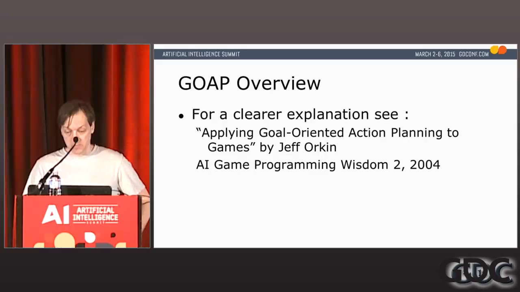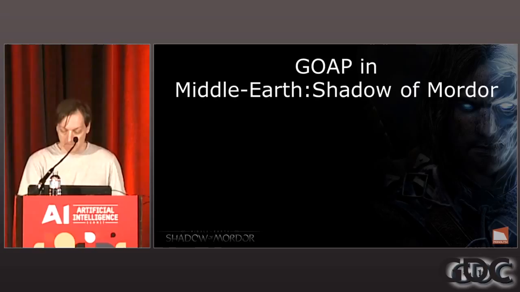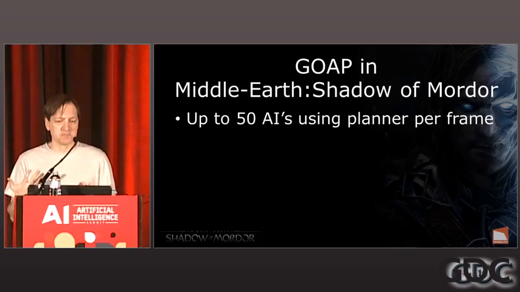All right, so Shadow of Mordor. How do we use all this in Shadow of Mordor? Well, we're an open world game. So we could have up to 50 AIs using this planner per frame.